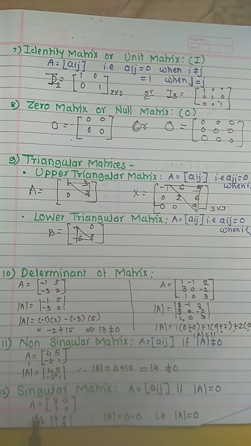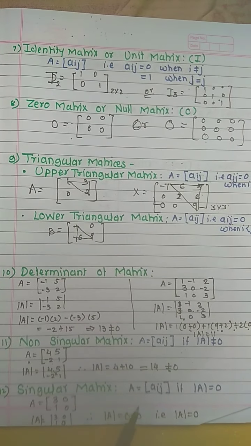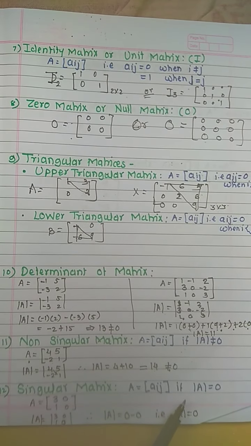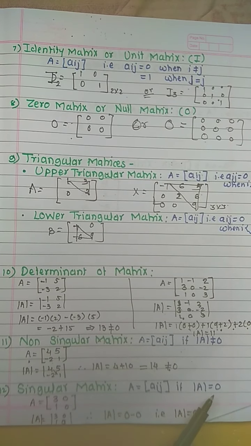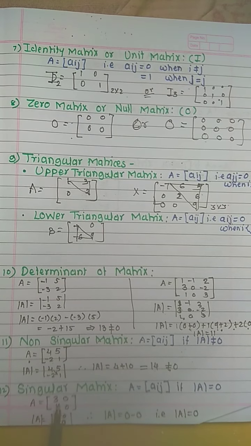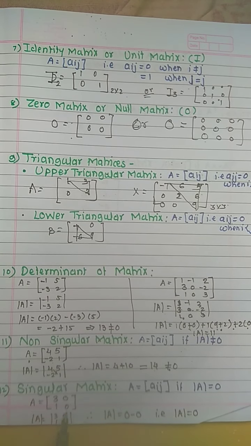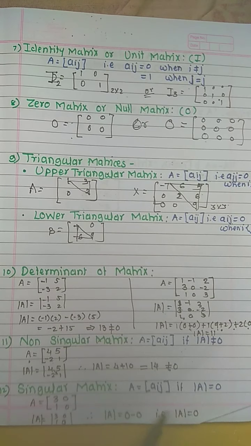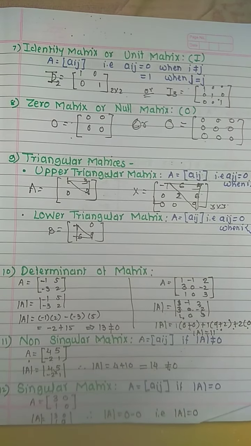Now, second, singular matrix. If a matrix A equal to small aij has determinant of A equal to 0, it is singular. For example, A equal to the matrix 3, 0, 1, 0. Find the value of the determinant of A. The determinant value is 0. Therefore, A is called the singular matrix.